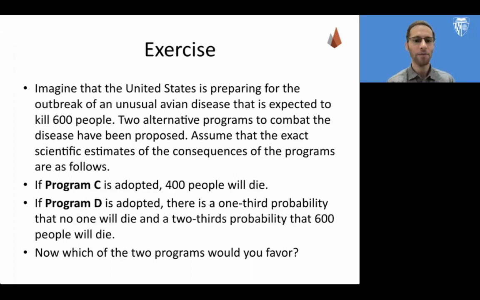Now, here's a slightly different way to frame the problem. Again, imagine that we're preparing for an outbreak of a disease that is expected to kill 600 people. Two alternative programs have been proposed. If program C is adopted, 400 people will die. If program D is adopted, there is a 1/3 probability that nobody will die and a 2/3 probability that 600 people will die. Now, which of the two programs do you favor?